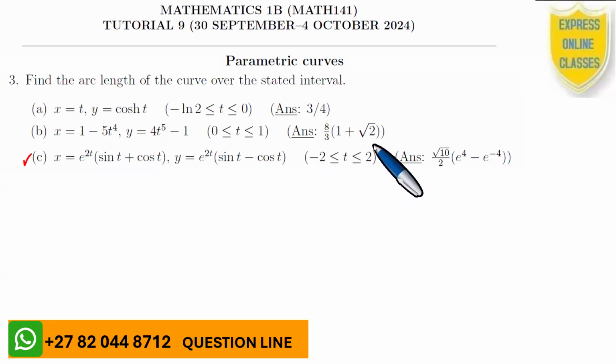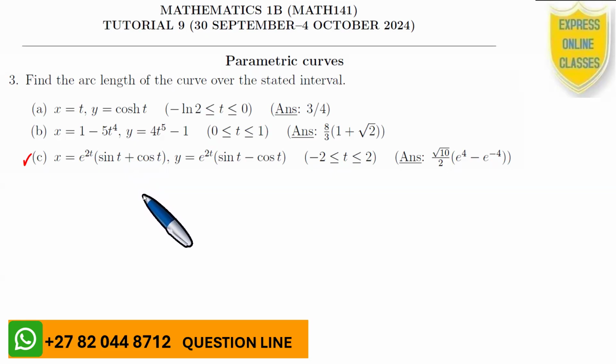In this lesson, we shall focus on Mathematics 1B, Math 141 Tutorial 9, Parametric Curves, and we want to find the arc length. Find the arc length of the curve over the stated interval. This is the curve defined by x equals e to the power 2t in brackets, sine t plus cosine t, y equals e to the power 2t in brackets, sine t minus cosine t. And now at this point, we want to find the arc length.